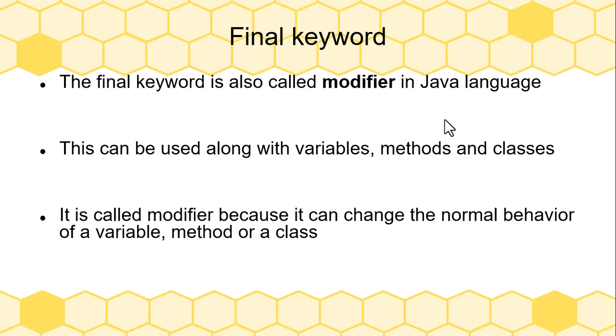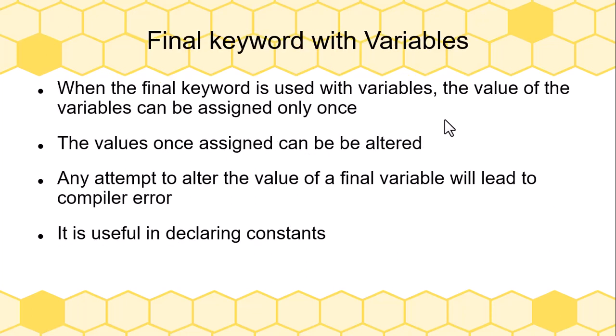The modifier refers to the functionality or the use of a final modifier, the final keyword, that changes the default behavior of the variables, methods, and classes. Let us see the three different uses.